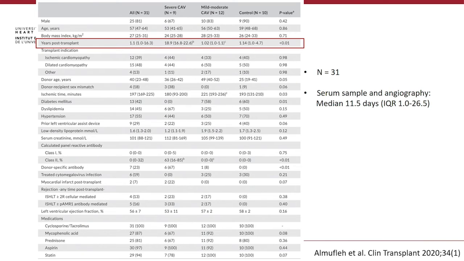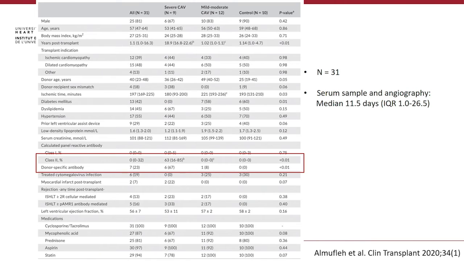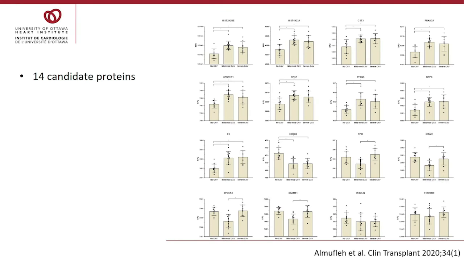As expected, the patients with severe CAV were much longer from transplant, as you wouldn't be able to find as many patients with severe CAV early post-transplant. And interestingly, they were more highly sensitized, although they did not have increased episodes of rejection requiring treatment. In these patients, we performed the SOMA scan, which is able to look at over 1,000 protein markers, some of which may be important in CAV. We found that there were 14 markers that were significantly different between the 3 groups.